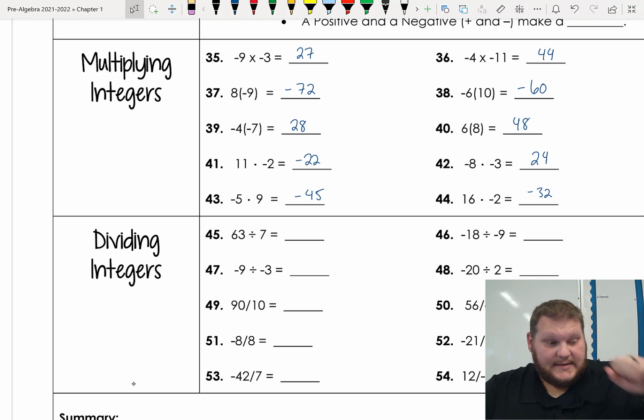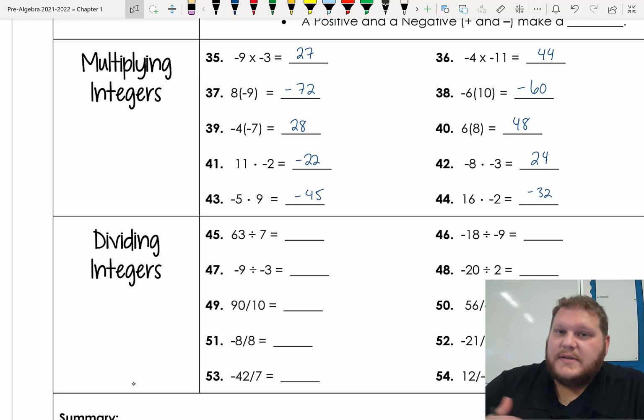All right, last section, dividing. So same rules. If we're dividing two positives, it's positive. If we're dividing two negatives, it's positive. If we're dividing a negative and a positive, it's negative. So same rule as multiplication. Now it's just working backwards. I have only two ways of writing division, either with the division symbol, like number 45 through 48, or with the fraction bar, like number 49 through 54.